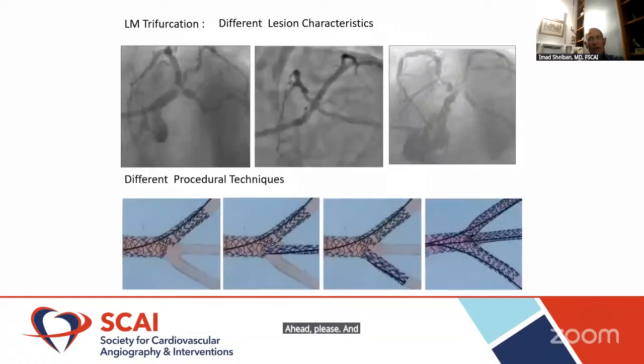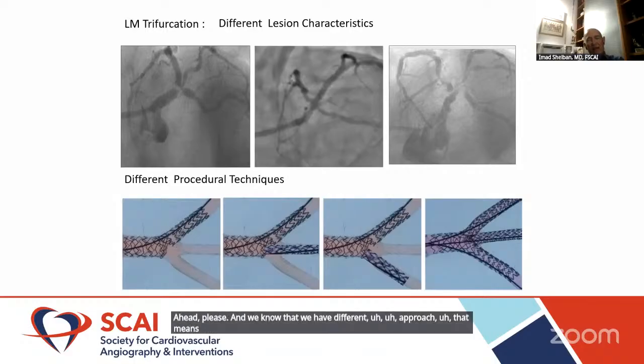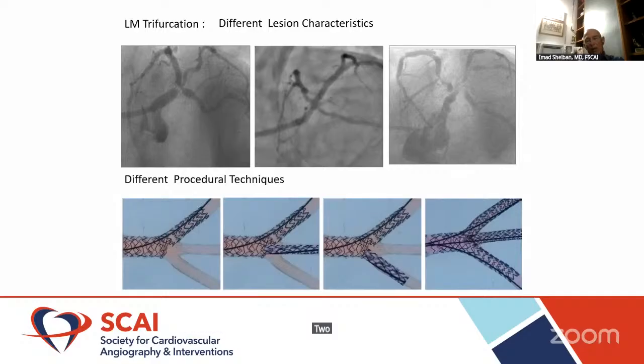And we know that we have different approaches, that means from single stenting, 2 stents, or 3 stents, triple stent, that means to all branch sides.